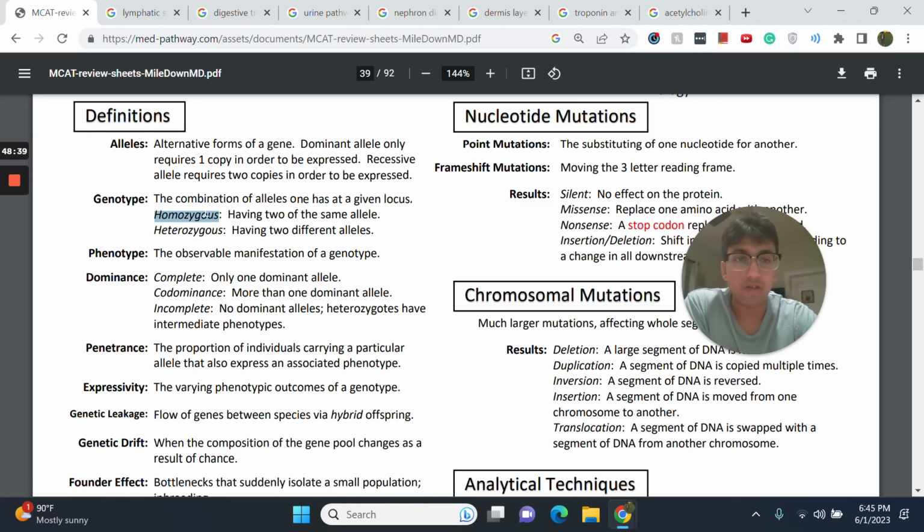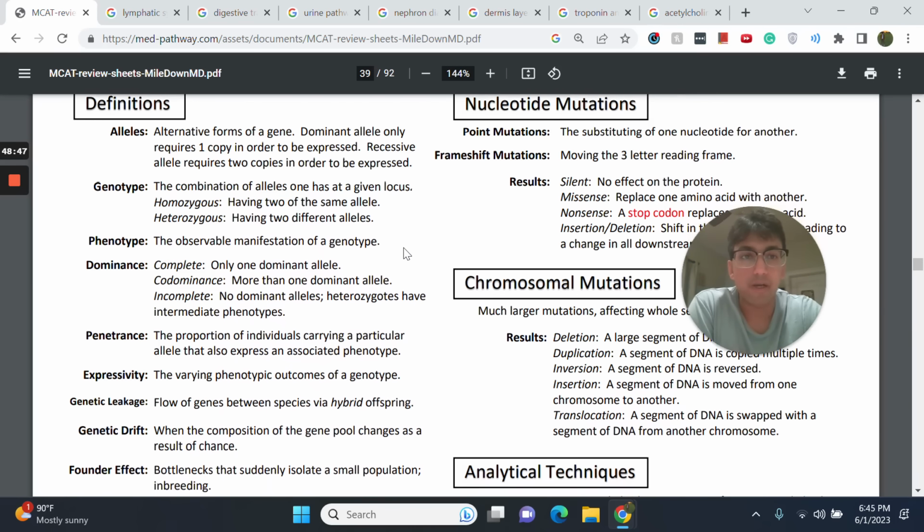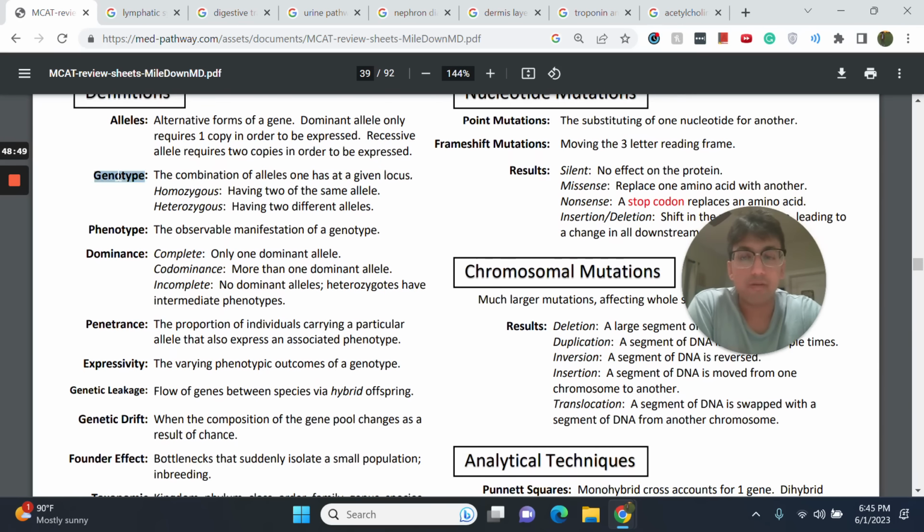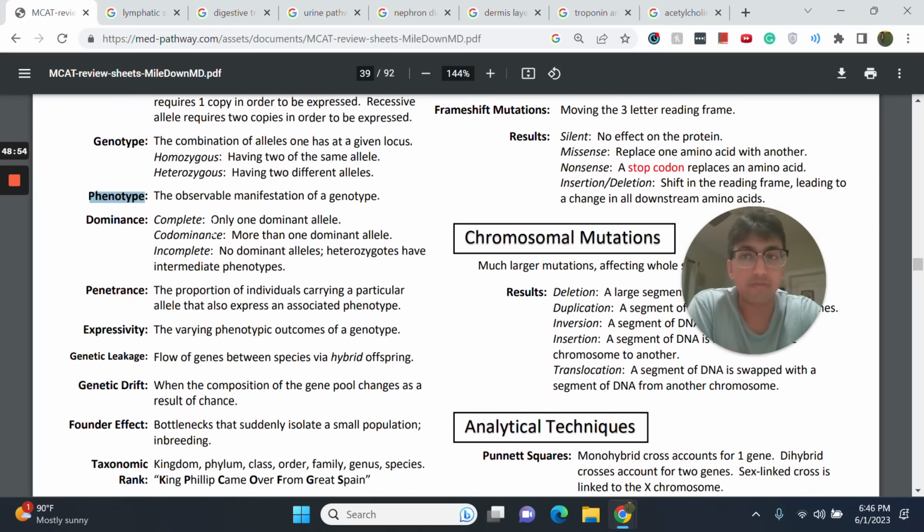So homozygous genotype means that you have two of the same, and heterozygous means you have two different. Phenotype is the observable manifestation of a genotype. So the genotype might be big A, little a, and the phenotype might mean green eyes or something, right? Dominance can be complete or incomplete or codominant. So complete means that there's only one dominant allele. Codominant is that there's more than one dominant allele, and incomplete means there's no dominant allele, right?